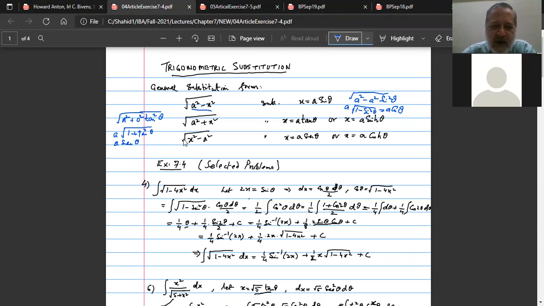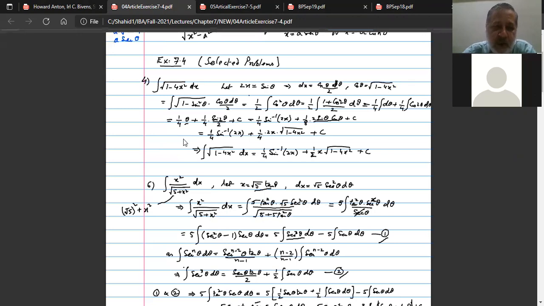And we decided that whenever we have constant squared minus variable squared, we will be substituting x is equal to a sine theta. If we have constant squared plus variable squared, then we will substitute x is equal to a tangent theta. And in this case, where variable squared is first and then minus constant squared, we substitute x is equal to a secant theta. Then I discussed some of the selected problems of exercise 7.4.